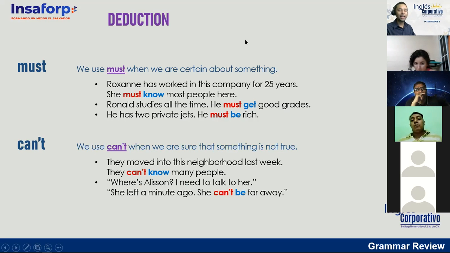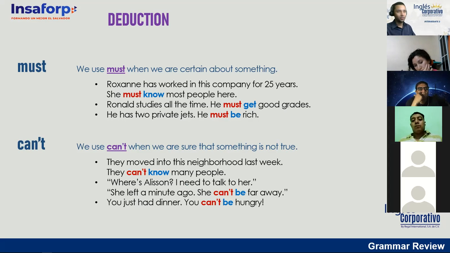Next one, where is Allison? I need to talk to her. She left a minute ago. Only 1 minute ago, so she can't be far away. No puede andar muy lejos. And the last one, you just had dinner. You can't be hungry.